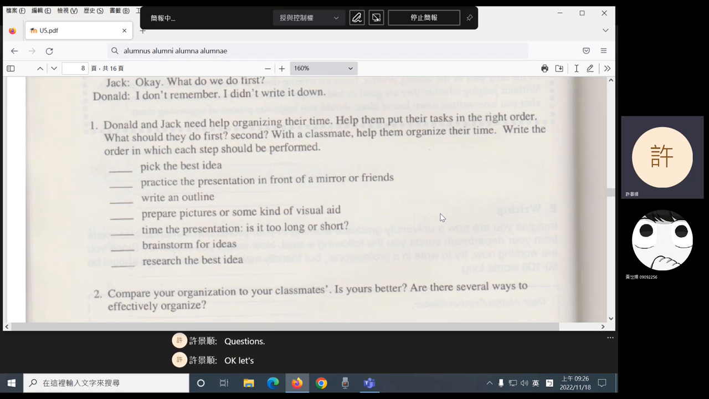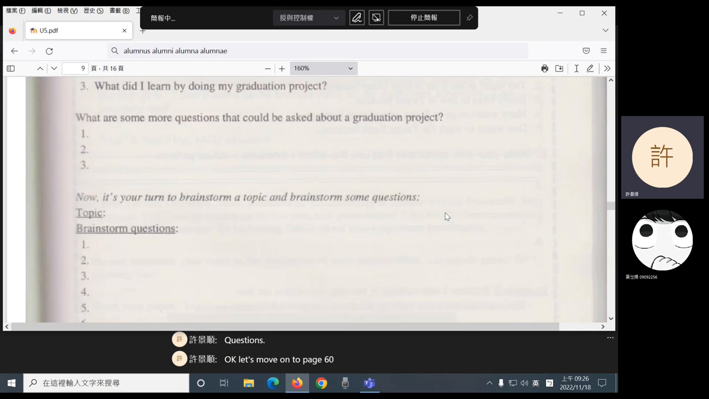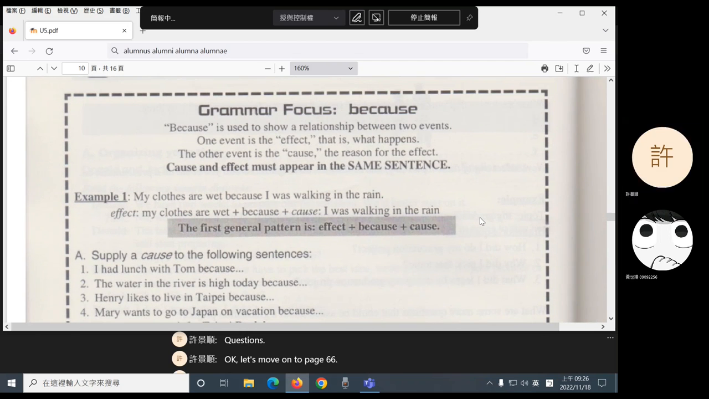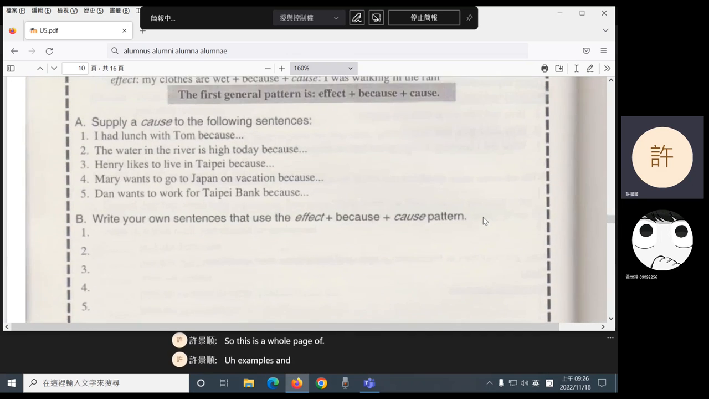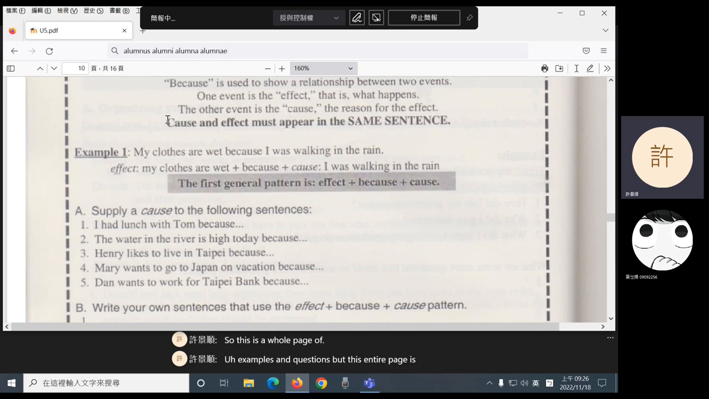Okay, let's move on to page 66. Grammar. So this is a whole page of examples and questions, but this entire page is telling you one thing. Cause and effect must appear in the same sentence. What this means is that if you write a sentence that begins with because, then the second half of that sentence must also say the result. If your sentence only has the cause, but it does not tell you the result, it is not a complete sentence.